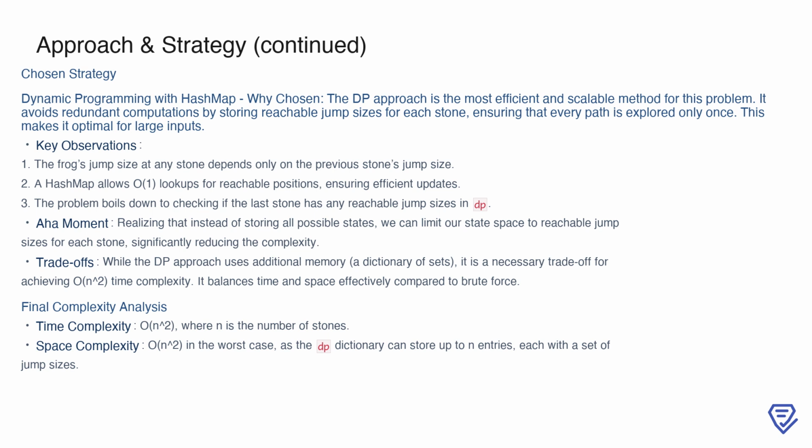One key observation is that the frog's jump size at any stone is determined entirely by the jump size from the previous stone. Using a hash map allows fast lookups and updates of reachable positions, which keeps the algorithm efficient. The breakthrough here is realizing that we don't need to track all possible states, just the jump sizes that matter for each stone. This significantly reduces the state space and complexity.